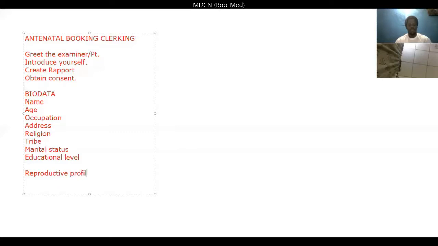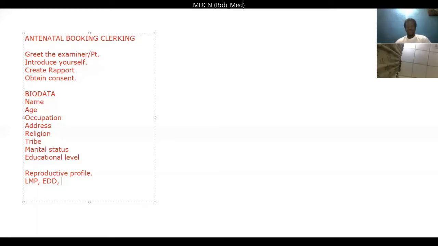Then after this, you also want to ask about the reproductive profile. I don't need to go through all this again, okay? So for the reproductive profile, you want to ask the patient some basic questions. You want to ask about the LMP. I know some people will say, you want to ask about the EDD, we are supposed to calculate this ourselves. Yes, but we don't have enough time. Just ask the patient if the patient is aware.